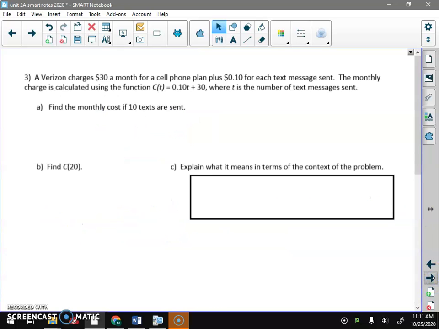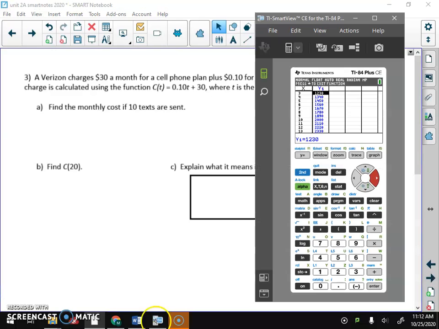All right, new function. Verizon cell phone charges $30 a month plus 10 cents for each text sent. The monthly charge is calculated using C of t equals 0.10t plus 30, where t is the number of texts you send in a given interval of time. So find the monthly cost if 10 texts are sent. Again, maybe you could figure it out.